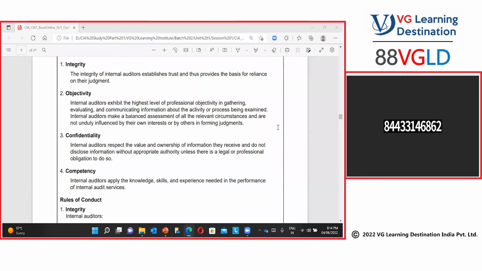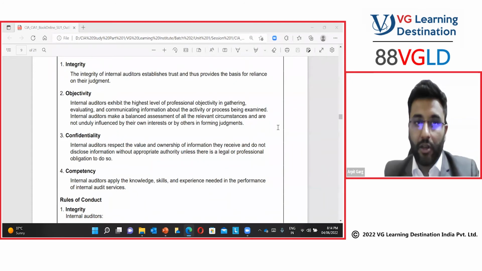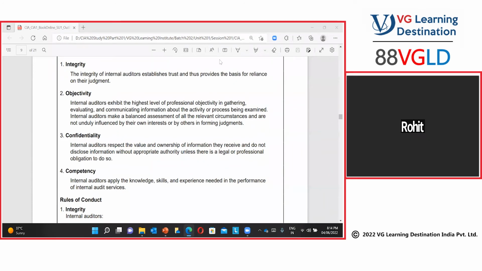Alright. Arpit, to this, I would just like to add. Please call out your name, whoever is speaking. Sorry. Hi, this is Rohit here. Yeah, Rohit, please go ahead.